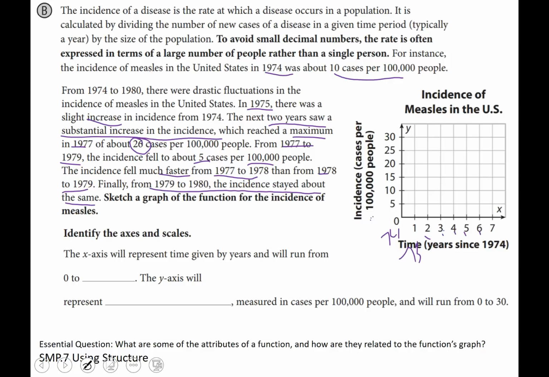Okay. So it says identify the axes and scales. The x-axis will represent the time in years and will run from 0 to 6, because they talk about 1980 and it started in 74. The y-axis will measure the incidence of measles. Sorry, I'm not fitting it all in there. Measles per 100,000 people will run from 0 to 30.